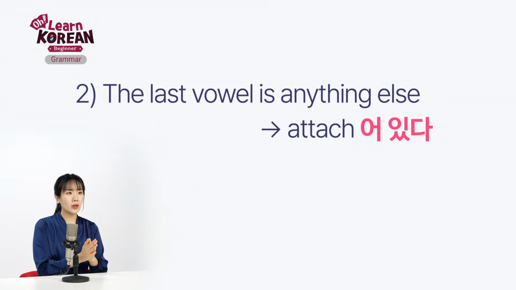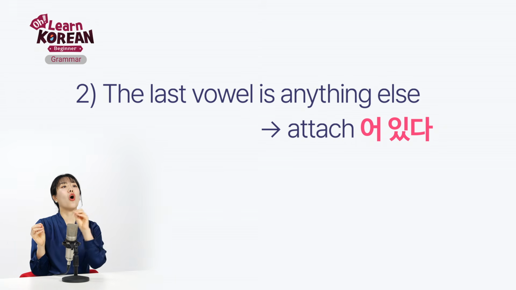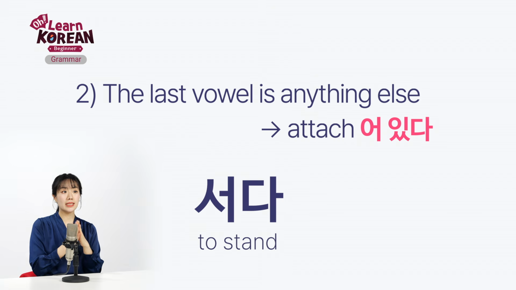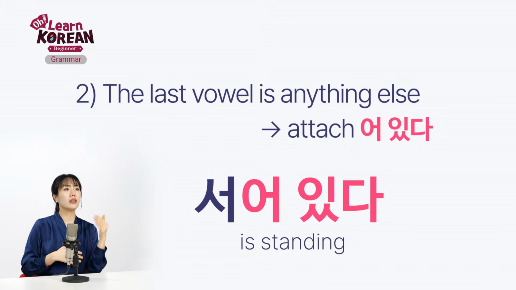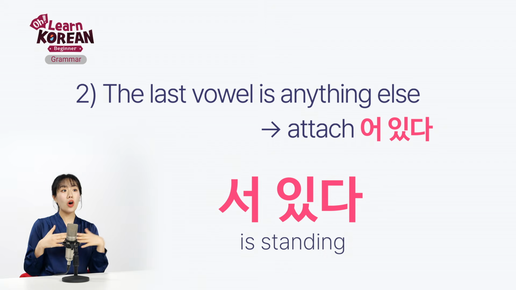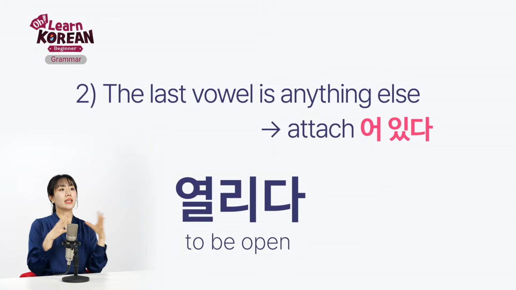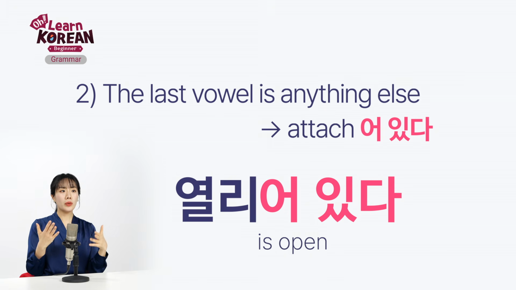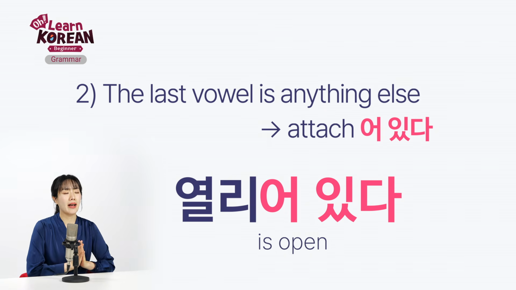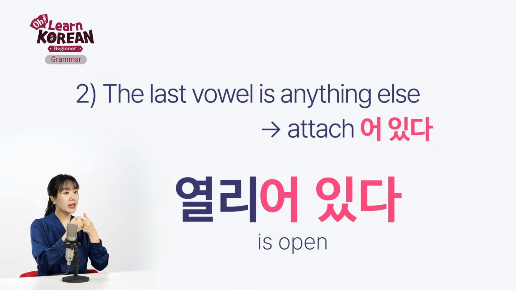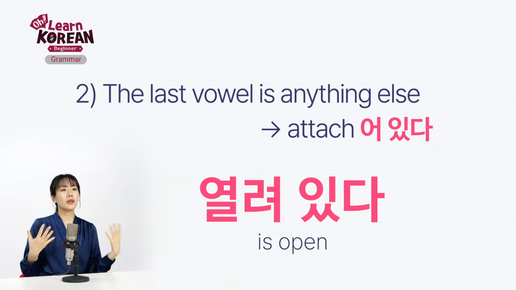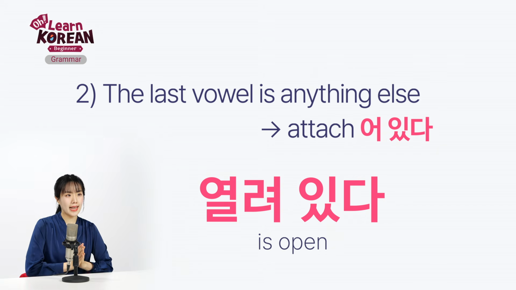If the last vowel is anything else, attach 어 있다. For example, to stand, 서다, is standing. 서 있다. Here, 서 plus 어 있다. Since the vowels are the same, they merge. So 서 있다. To be open, 열리다, is open. 열려 있다. Here, 열리 plus 어 있다. 리 and 어 meet to become 려. So it is 열려 있다.